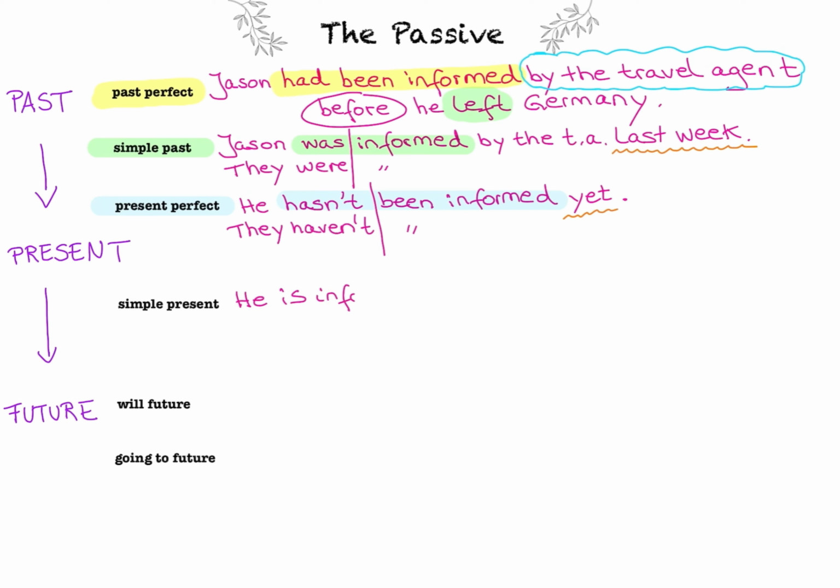For the simple present, we also need the simple present form of to be, which is am, is, or are, plus the third form of the main verb.